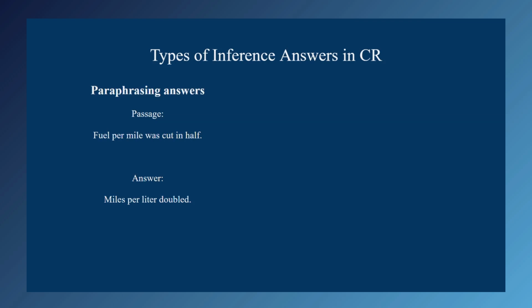The GMAT will often use this alternate phrasing to mask a simple idea. For instance, if a passage says that fuel per mile was cut in half, an answer could say that miles per liter doubled. This isn't the exact same concept, it's just been reframed a bit. These answers can feel a bit too obvious once you spot them, but that doesn't make them incorrect. That's actually what makes them right. They are directly supported. They are just in a slightly different shape than the original passage was.